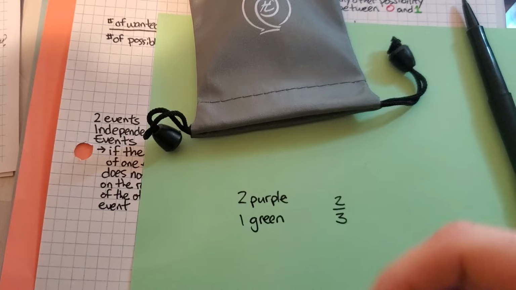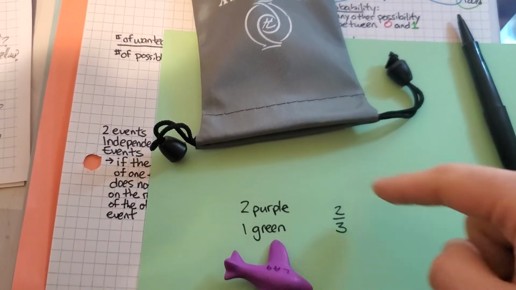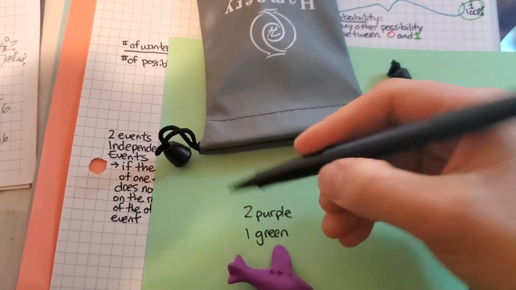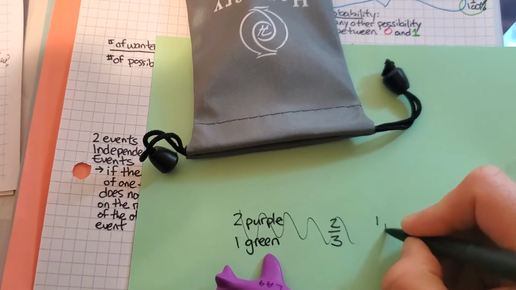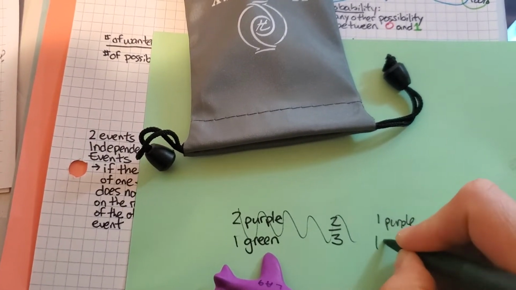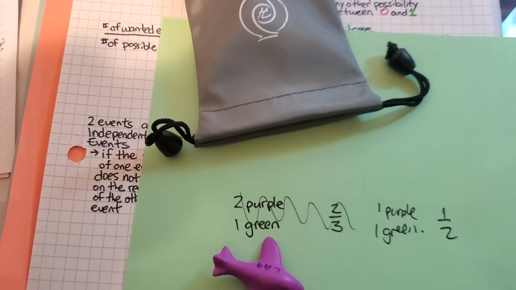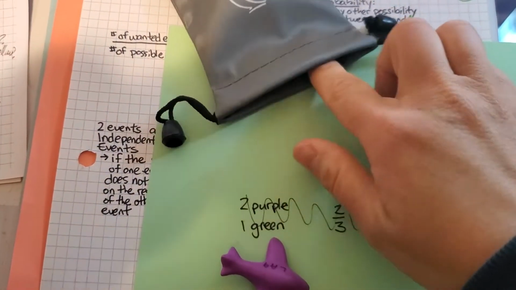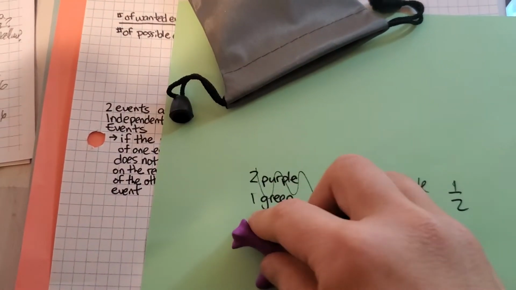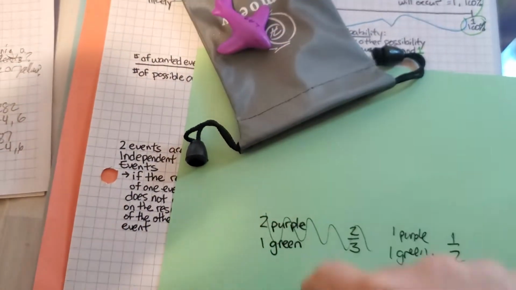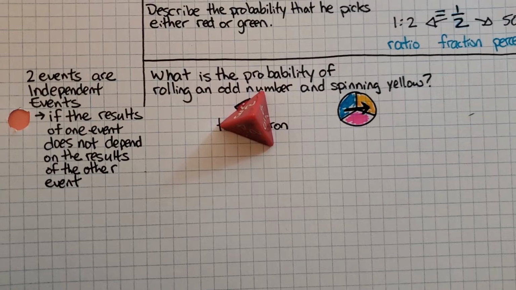The opposite of independent events is if I keep this one out. Now the chances of pulling another purple are not 2 out of 3 anymore, because now there's only 1 purple and 1 green left in there. So it's a 50-50 chance that I'm going to pull purple. And that's not independent events. Independent event, I always have to put this one back into the bag. Always, always.